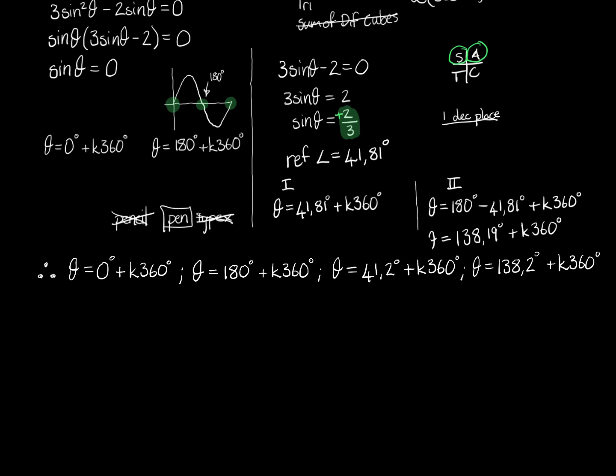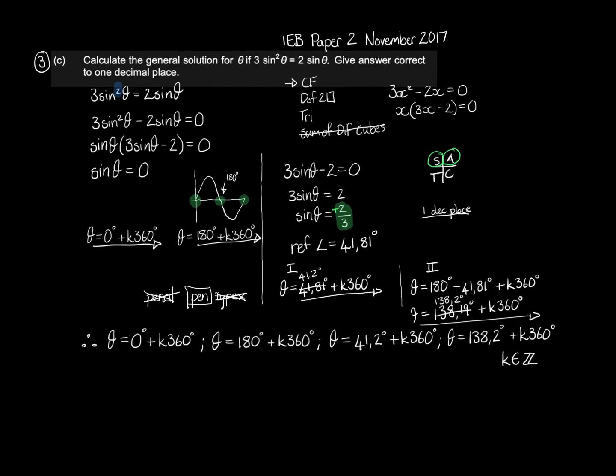And what is extremely important at this stage is that you do have k as an element of the integers written at least once somewhere. The other way we could have just done the answers is we do a pretty little line under each one of those, but that means that you must remember to round off at this stage. So it's 41.2 degrees, and this over here would be 138.2 degrees.